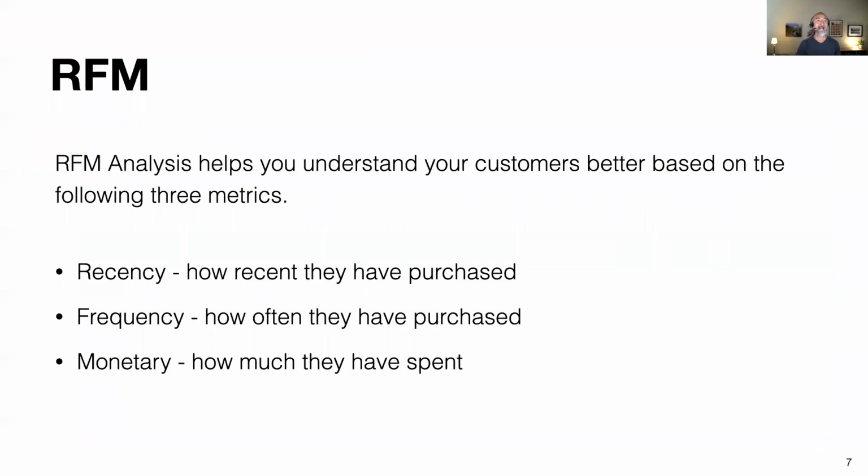So, RFM: R stands for recency, F stands for frequency, M stands for monetary, and they combine all of these three things. RFM analysis helps you understand your customers better based on these three metrics. R is how recently your customers have purchased, frequency is how often your customers have purchased, and monetary is how much your customers have spent so far.